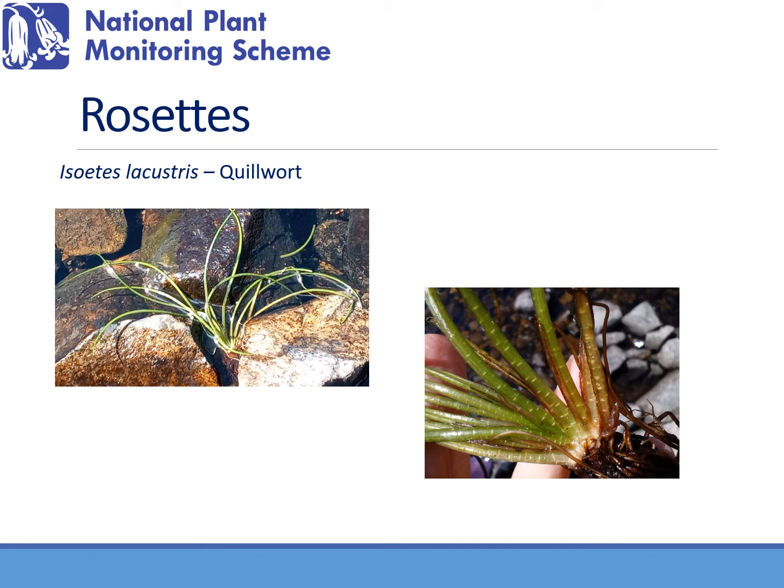There is one or two other species of Isoetes that you might encounter, but you can again distinguish the Isoetes from the Littorella and lobelia, particularly by the presence of these white cross walls and by the presence of the little spores in the base of the leaf.